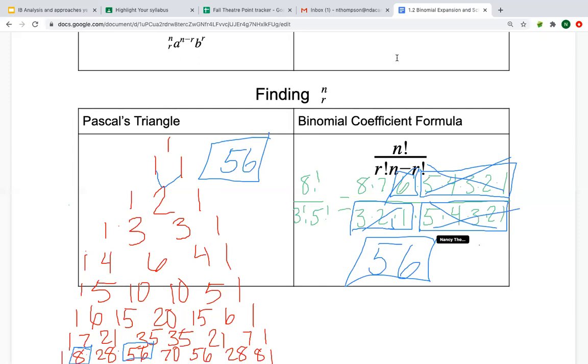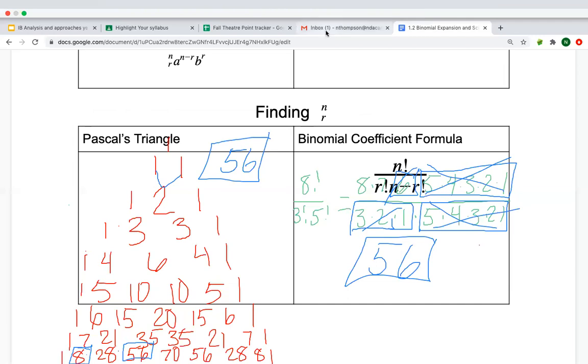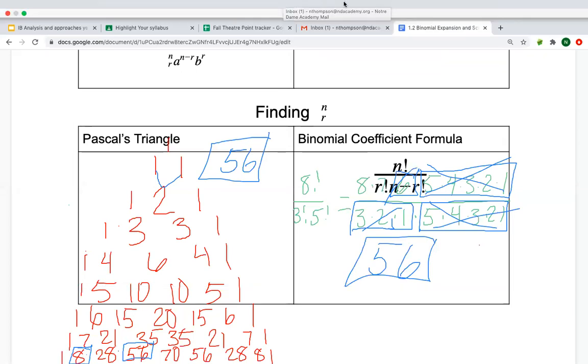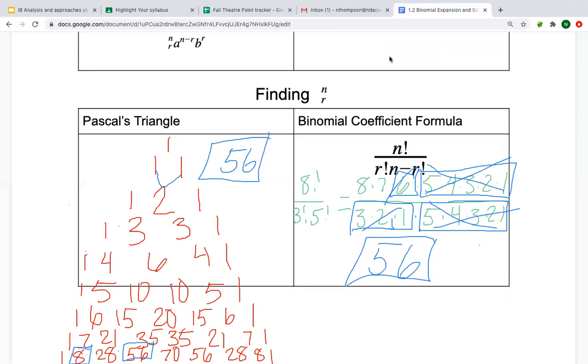So if they were asking me to find the coefficient of x to the 5th, y to the 3rd in the expansion, I would be able to say that the coefficient is 56. Either way of doing this would work fine. So one's just clearly much faster than the other, but if it's a low power, you can do Pascal's triangle pretty quickly. Okay, so moving on to the other side of your notes.